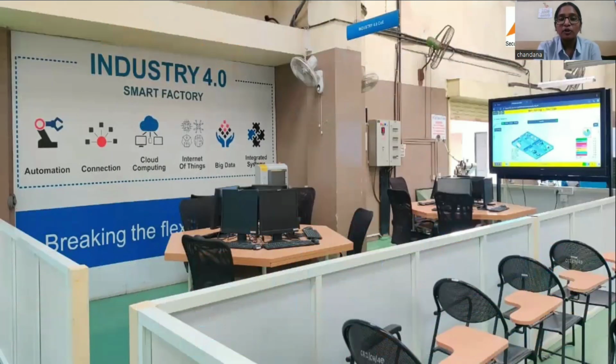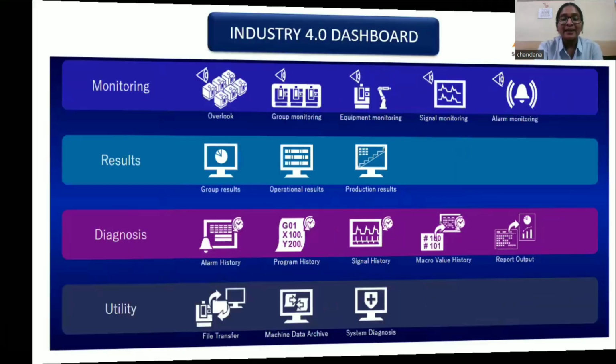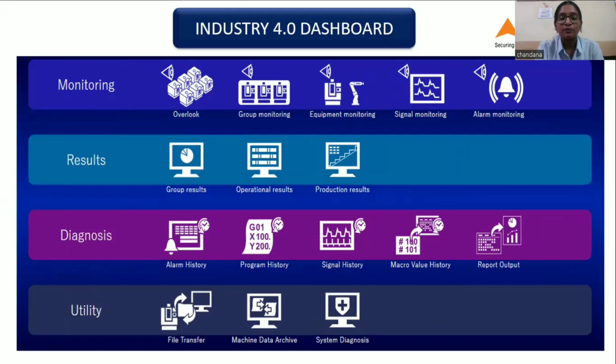This is the setup of Industry 4.0 in our college, NTTF. Next, let's get into the Industry 4.0 dashboard. First we have monitoring, then results, diagnosis, and utility. Monitoring in general means looking after something. In monitoring, we first have overlook, which means having a full look at all the machines together. Then we have group look, where we can monitor two or more machines. Then we have equipment monitoring, where a single machine can be monitored. Then we have signal monitoring, for signals sent by the machines if there are any alarms. And then we have alarm monitoring.